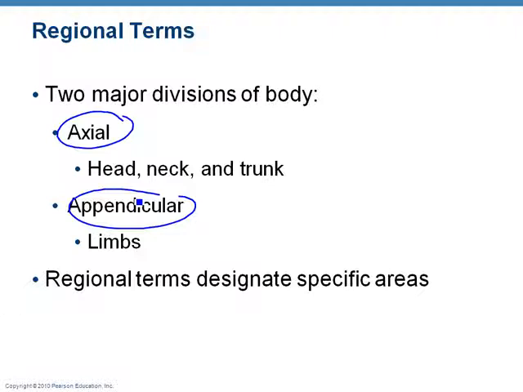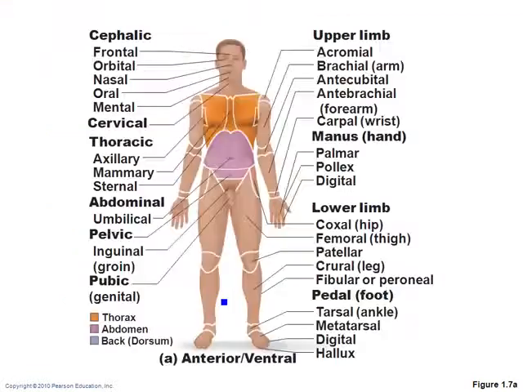You also have to have regional terms that designate specific areas. So this is a chart. It's for you in the book. And you basically need to be able to recognize all of these and know where they are. There's some little men models in our lab. I may ask you, tell me what this region is. Tell me what this region is. So all these are fair game.